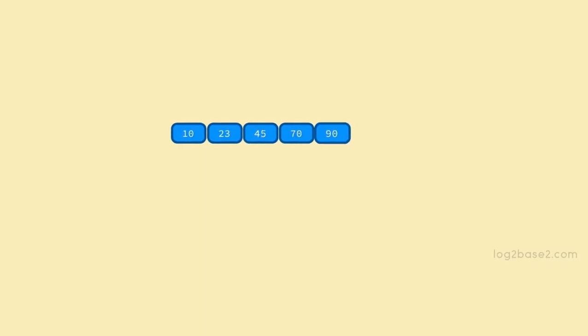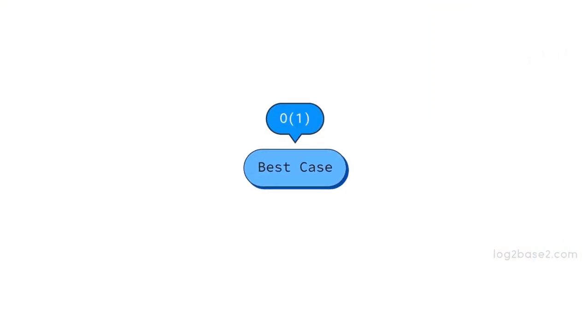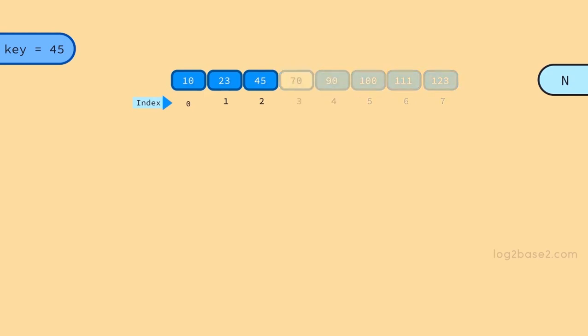So we have this array and we are searching for key 70, which is the middle element. Then it can be found in the first comparison itself. So the best case time complexity is order of 1, and it will be when the key is the middle element. Now again, we have this array and we are searching for key 45. So first there are n elements. Then we find the middle element 70 and understood that the key 45 could be present in the left half only. So now we will consider only n by 2 elements.